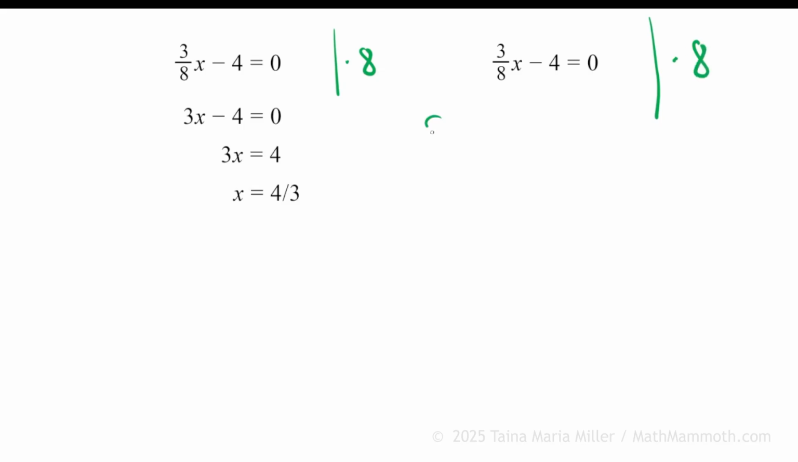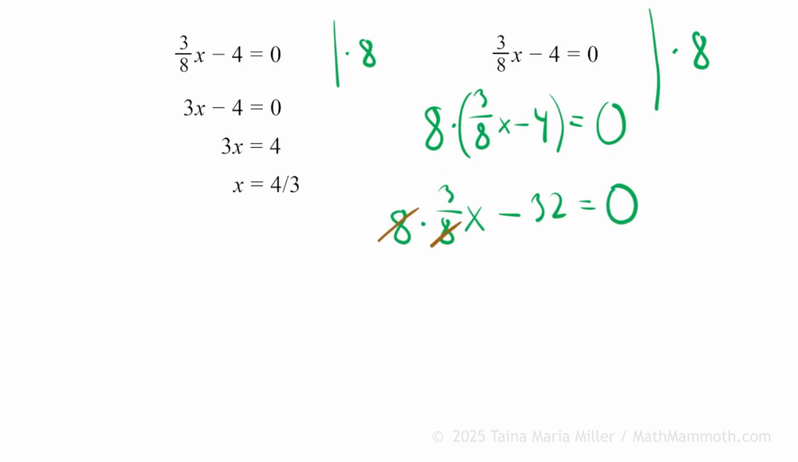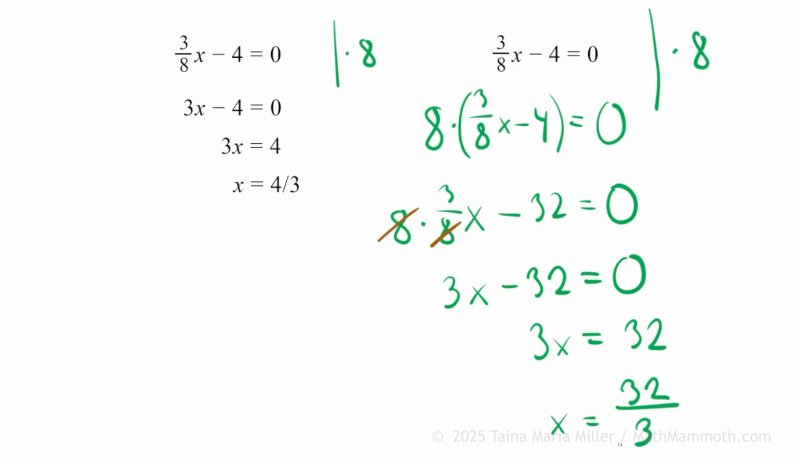8 times both sides. 8 times this here, and 8 times 0 is still 0. But now we see that 8 times this whole quantity here, we need to use the distributive property. 8 times this minus 8 times the 4. So it becomes 8 times 3/8 times x minus 32. Now the 8's cancel. We get 3x minus 32 equals 0. Now add 32. And lastly divide by 3. 32/3.